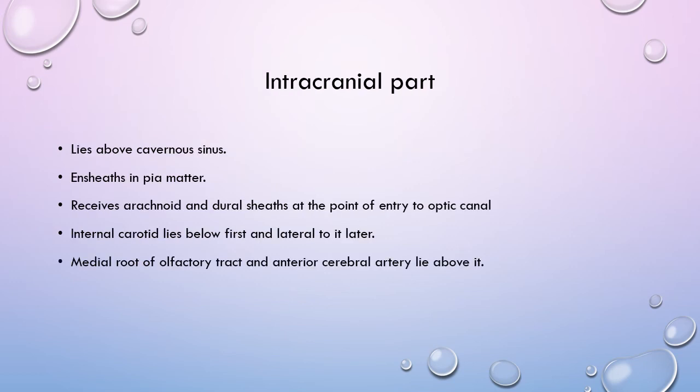The intracanalicular part leads to the intracranial, last part of the optic nerve. It lies above the cavernous sinus. It is about 10 mm in length, and receives arachnoid and dural sheaths at the point of entry of the optic canal. The internal carotid lies just below and lateral. The medial root of the olfactory tract and the anterior cerebral artery lie above it. So these are the important anatomical relations of the intracranial part of the optic nerve.